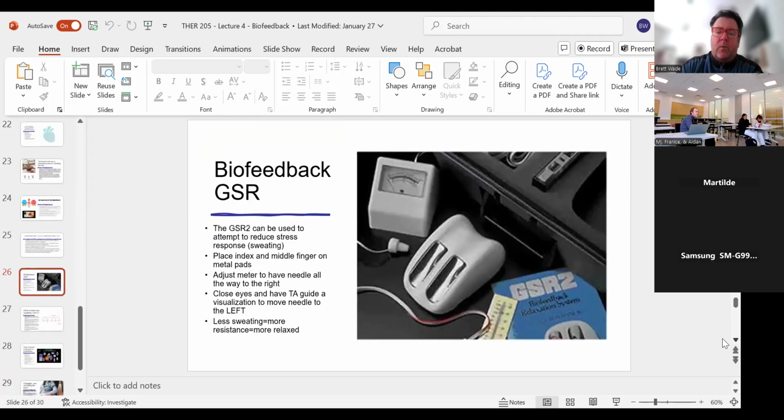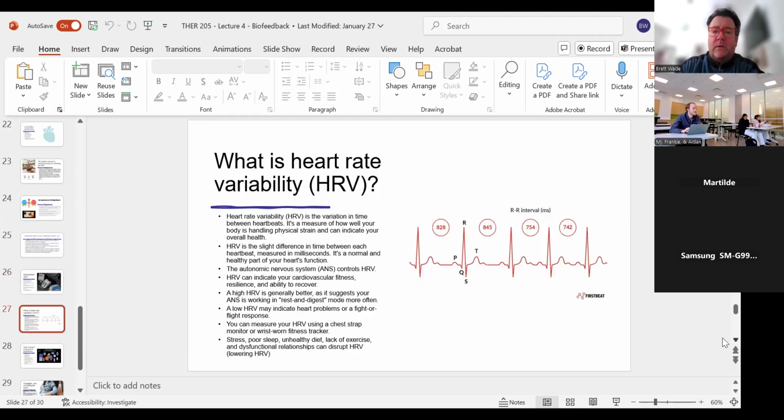Temperature, no. So, galvanic skin response, just know that that's about measuring skin resistance, and that's about sweating essentially of your hands. The more stressed you are, the more sweat you will produce in your hands. So just know what GSR stands for, galvanic skin response.